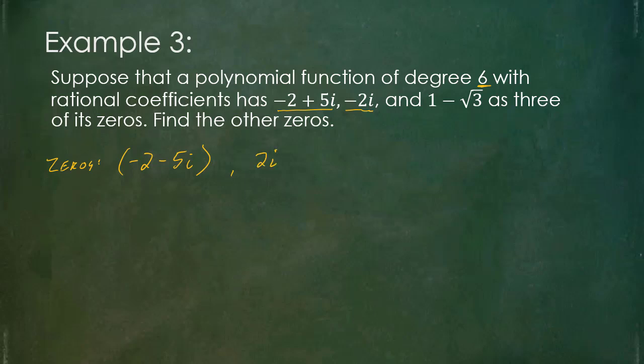And then the last one, 1 minus the square root of 3, well, that's an irrational zero, so its conjugate pair, 1 plus root 3, also would have to be a zero. So notice that now gives me the 3 that they gave us, as well as the 3 new ones, the conjugate pairs of them, which is now a total of 6 zeros, which matches the degree. So I've now identified all of my zeros.